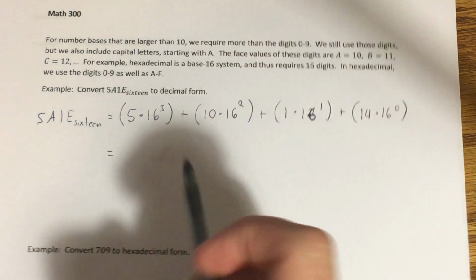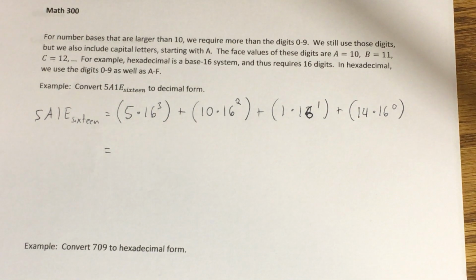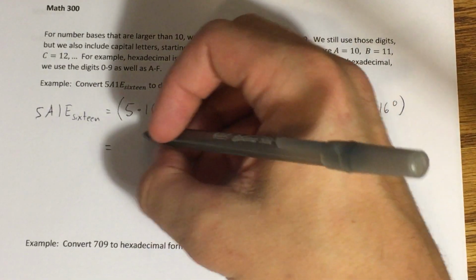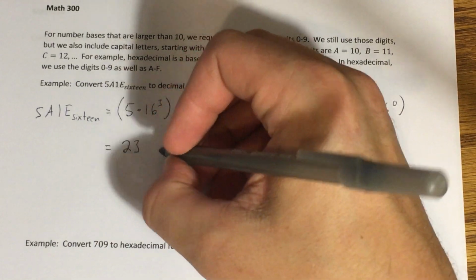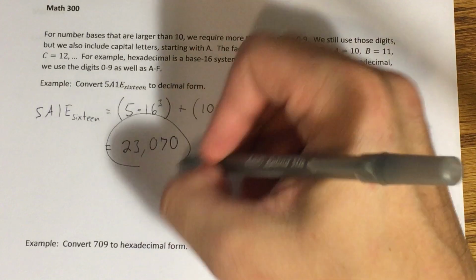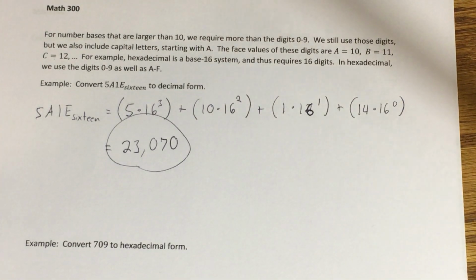I'm going to skip doing several steps like we did in our first example. This can either go into a calculator or you can do a lot of work by hand, but what you should end up with is 23,070 as a result. Okay, you can check that in a calculator if you want.